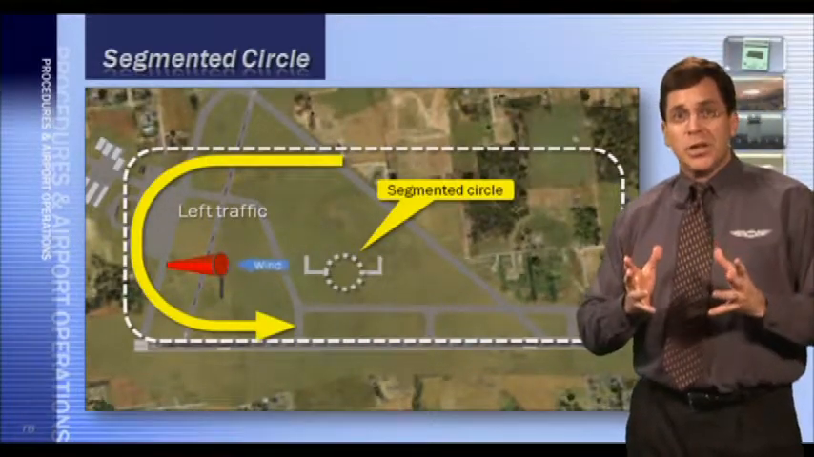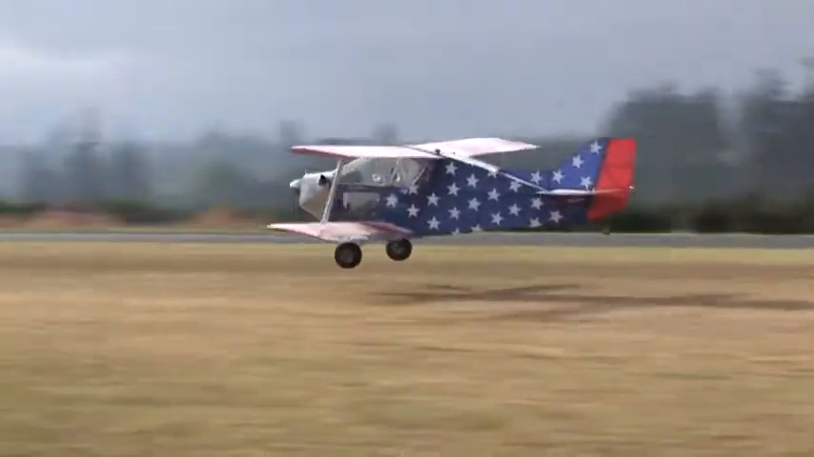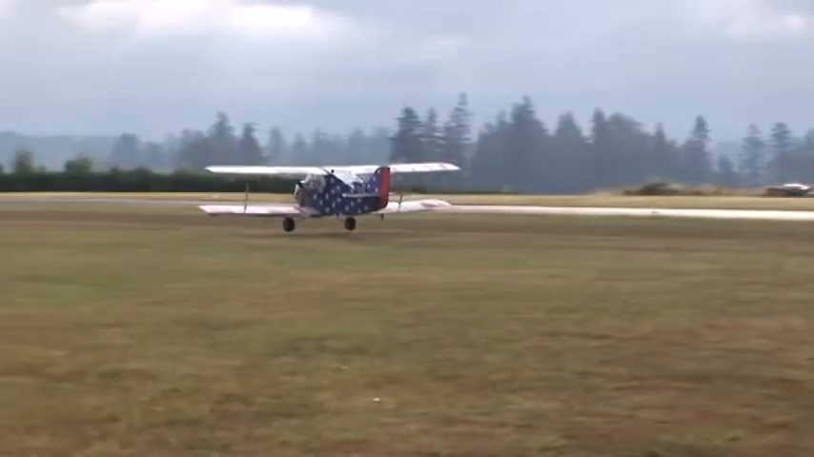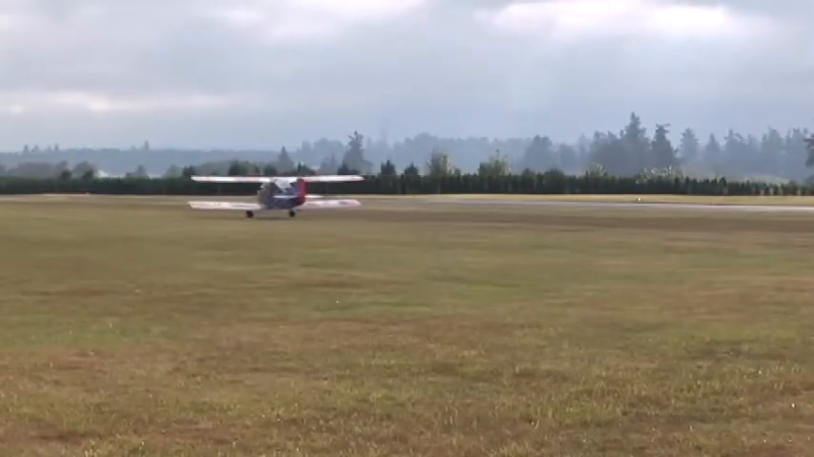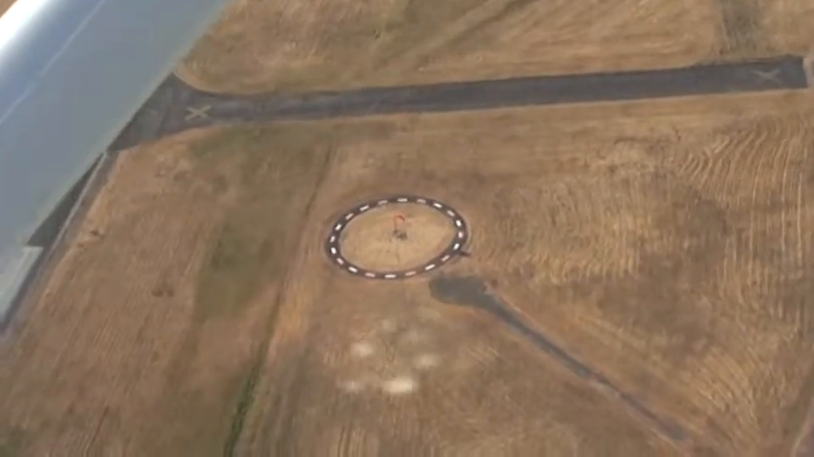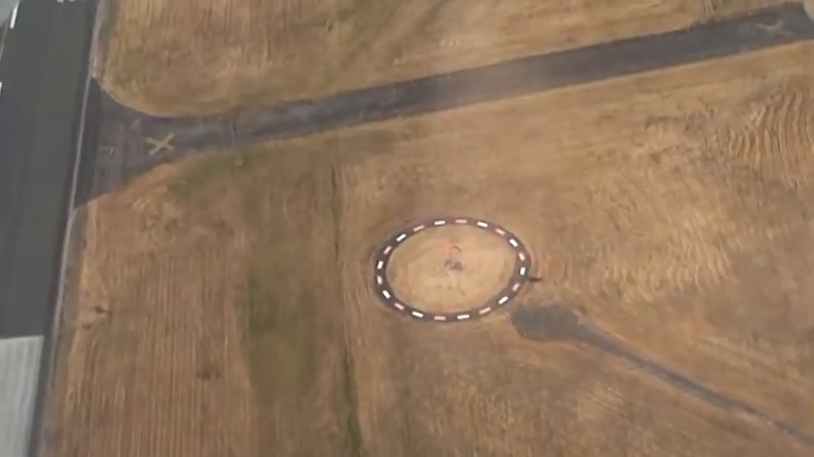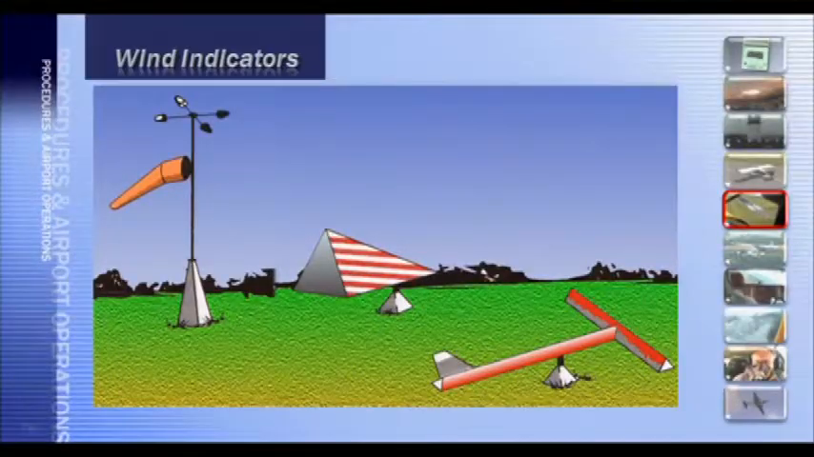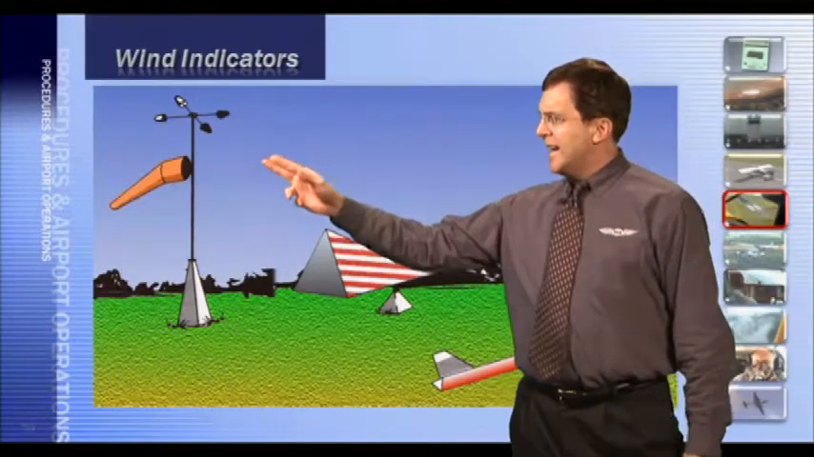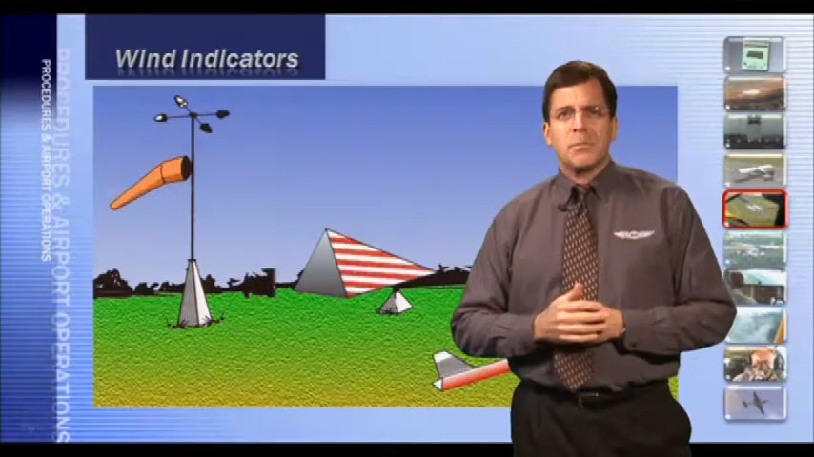As I mentioned earlier, whenever possible, you want to land into the wind. Wind indicators help you determine the direction of the wind and then pick the best runway for landing. There are three common types of wind indicators. First is the familiar windsock, which you see here, and it's called a wind cone sometimes. You've probably seen this a lot of times at the airport.